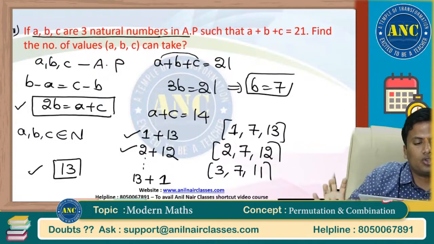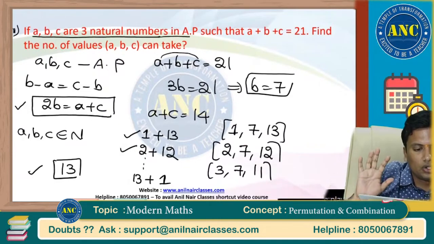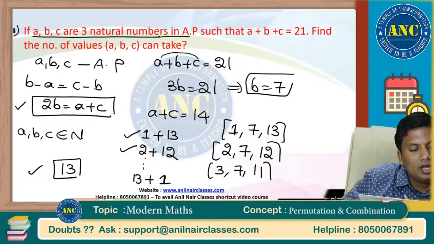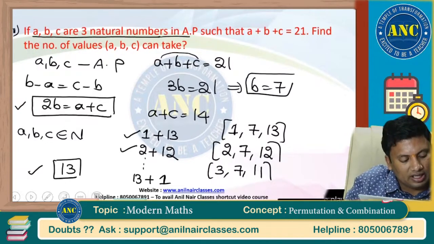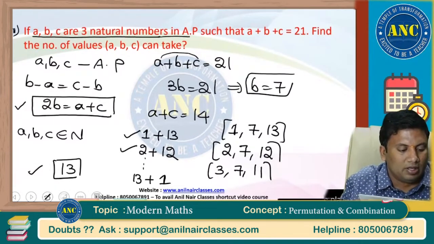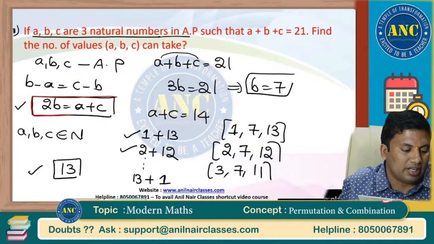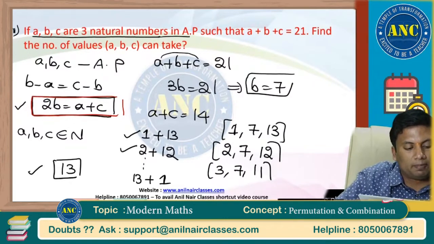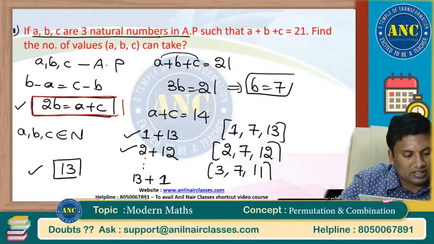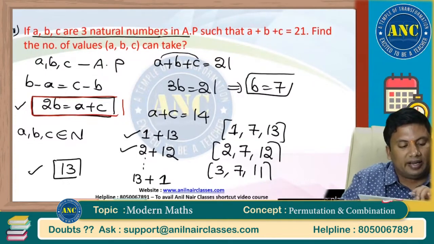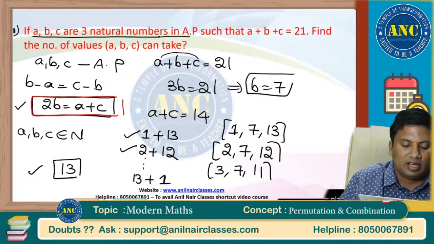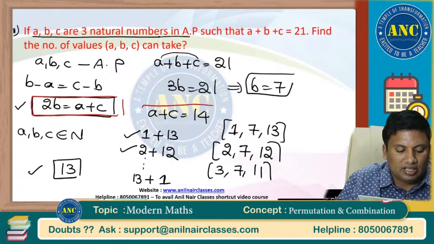Very straightforward question, just by looking at the question itself, you should get the answer. Again, I am repeating for the second time the explanation. A, B, C are in arithmetic progression. If A, B, C are in arithmetic progression, the difference between two consecutive values should be the same. B minus A is equivalent to C minus B. So 2B is equivalent to A plus C. I will develop some questions based upon this idea. A plus C is nothing but 2B. 3B is 21. B is 7. If B is 7, A plus C is 14.